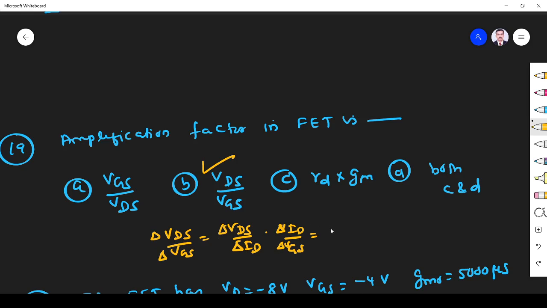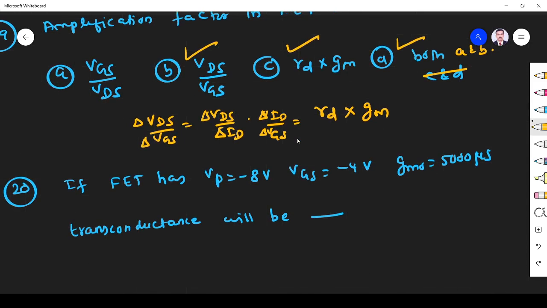Del VDS by del ID is nothing but drain resistance RD. This del ID by del VGS is nothing but transconductance. So RD cross GM. So both A and B are correct, not C and D. The answer is VDS by VGS, and RD into GM. Both are representing amplification factor.